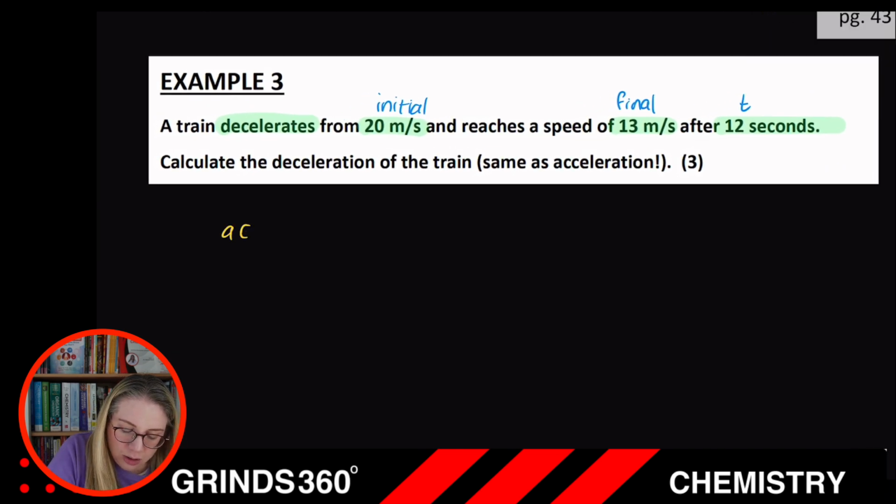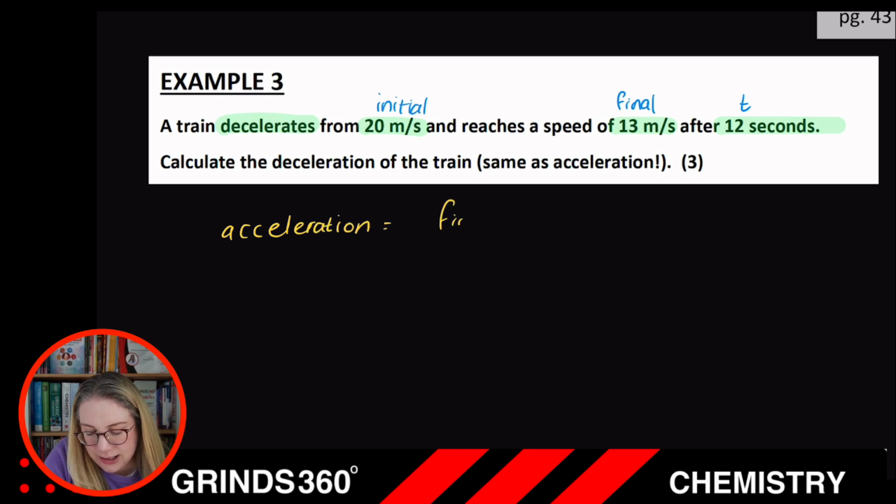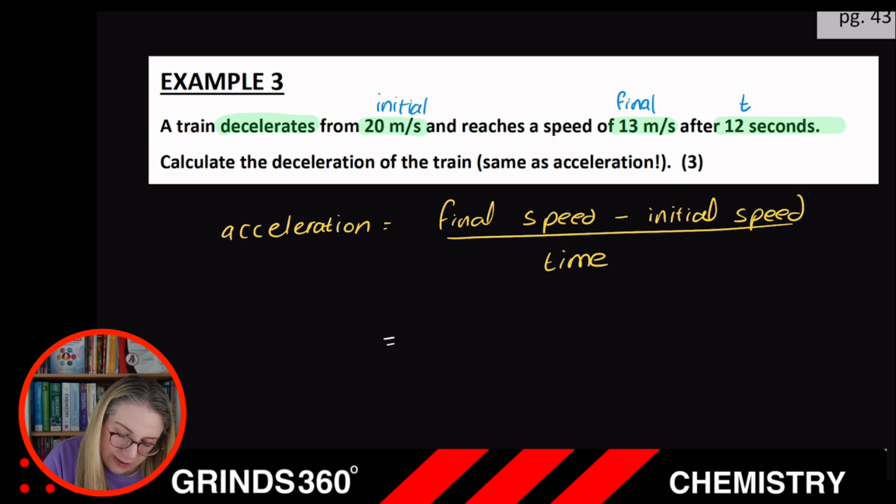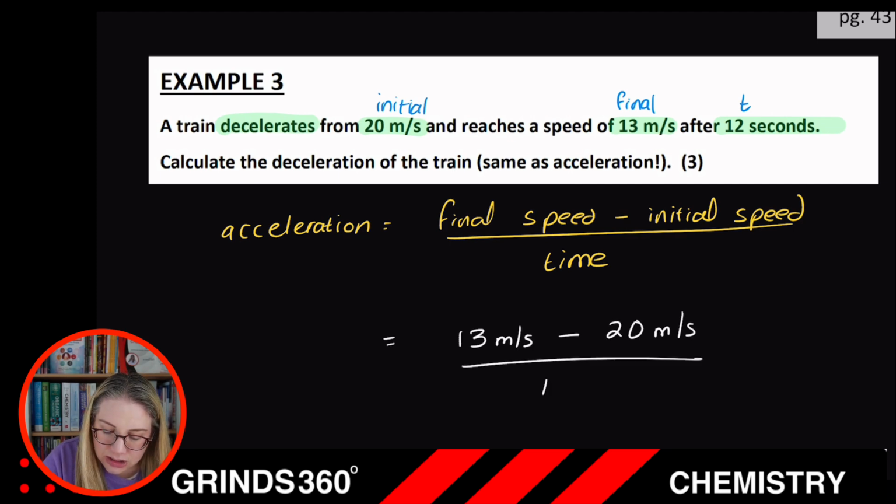So again, we're going to write in the acceleration formula: acceleration is the final speed minus the initial speed divided by the time. Now, write in your final speed, that's 13 meters per second, minus the initial, which was 20 meters per second, divided by the time, which was 12 seconds. Now, when you type that into your calculator, it works out as minus 0.58 meters per second squared.